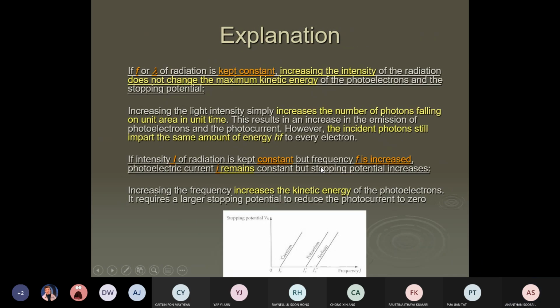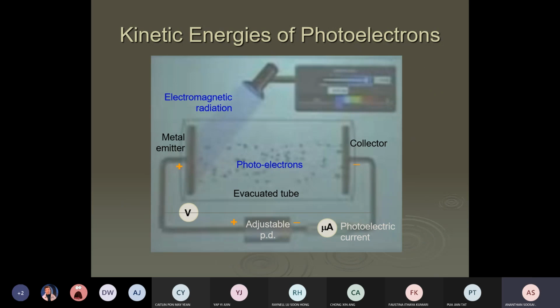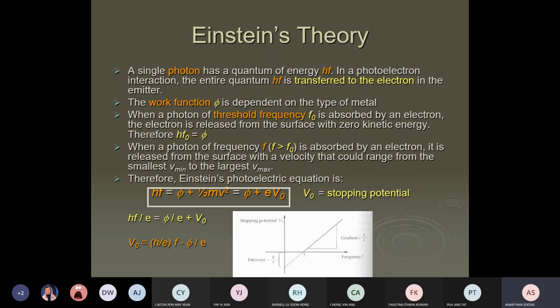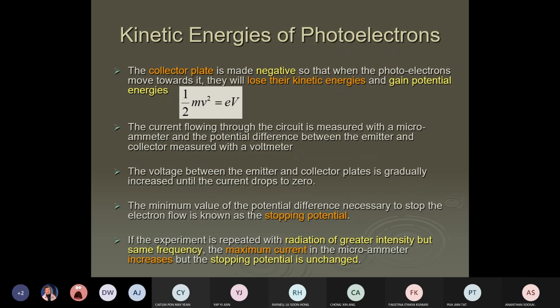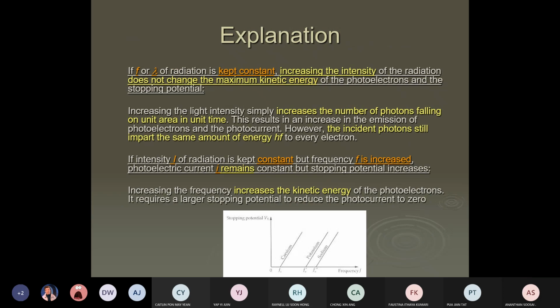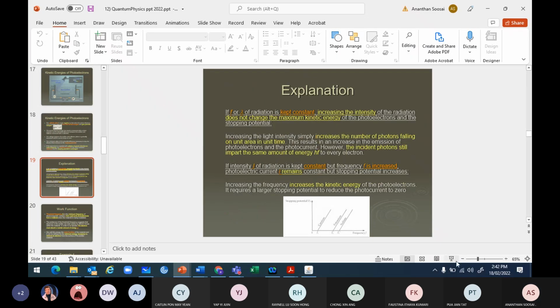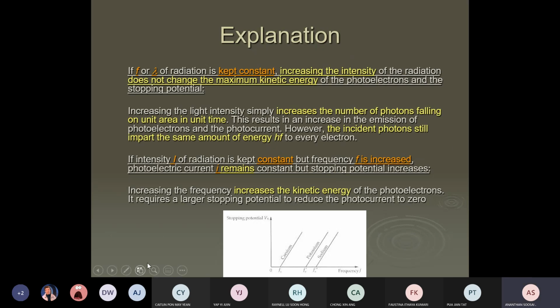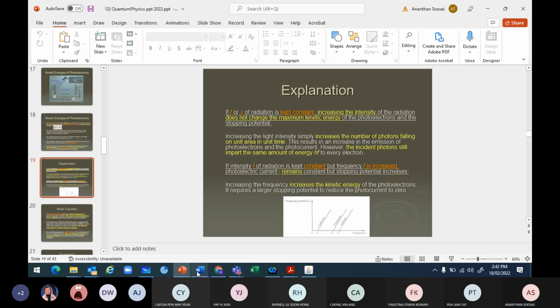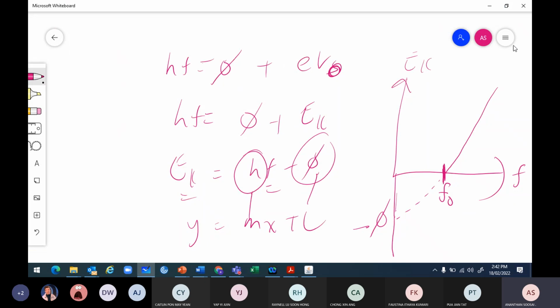Before we go to this, I need to tell something. Where is it? Please include this in your notes.